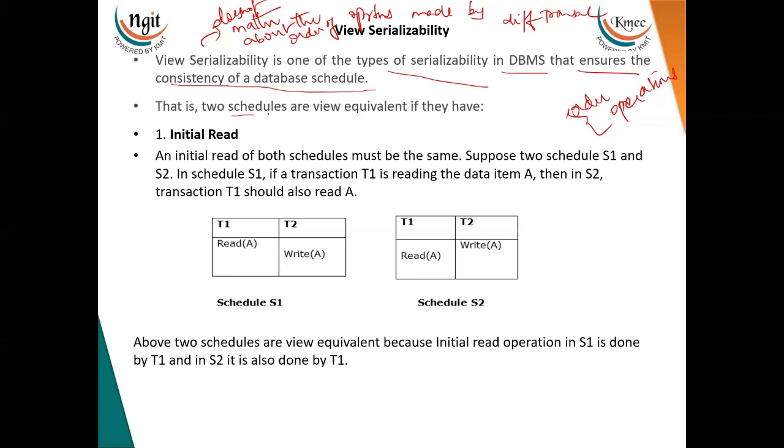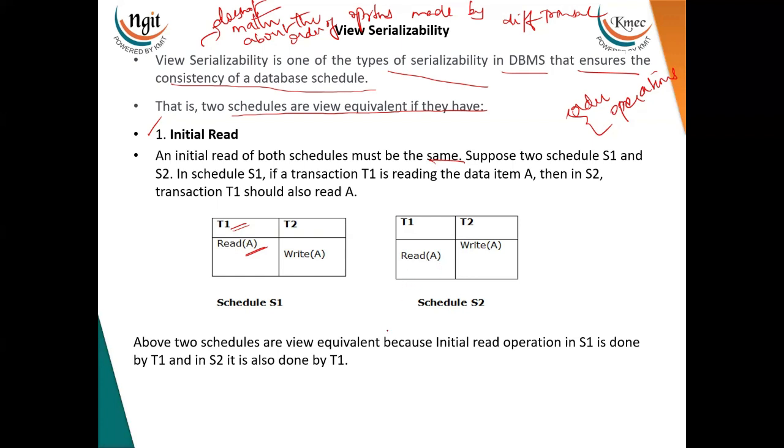Let us see. Two schedules are view equivalent if they have... To say that these two schedules are view serializable, you need to follow several conditions. What all conditions you have to follow are listed over here. Let us read one by one and solve an example problem to see whether the schedules are view serializable or not. Initial read. An initial read of both schedules must be the same. Suppose two schedules S1 and S2. In this example, under S1, T1 is making initial read on A. And similarly in S2 schedule also, T1 is making an initial read on A.